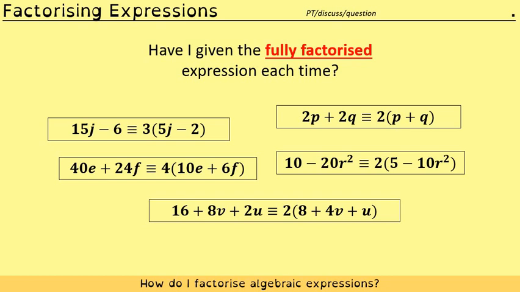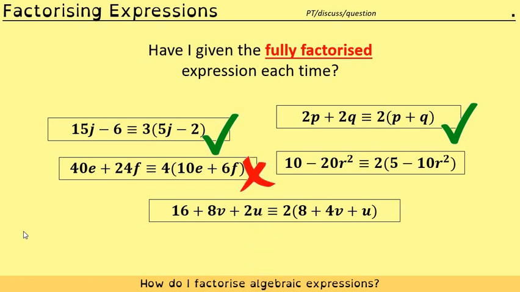Okay, so we're going to mark these. So for this first one, I have given the fully factorised expression because 3 is the greatest number I can take out of 15 and negative 6. So 3 is the greatest possible number. The next one is also fully factorised because the greatest factor of 2p and 2q is 2. And I have 2 outside the bracket here.